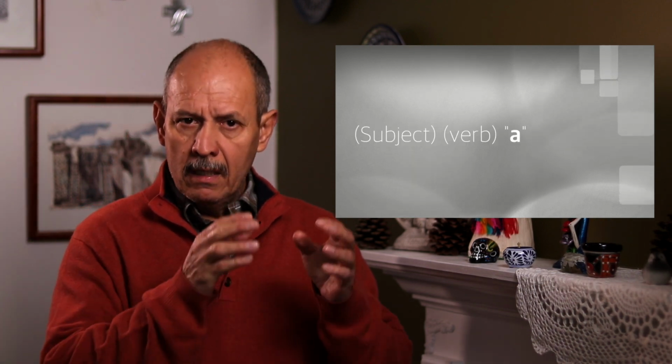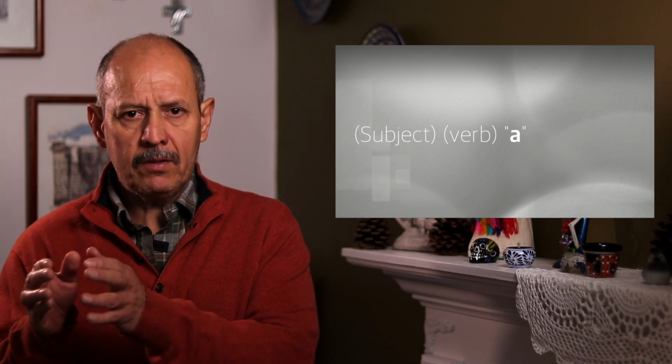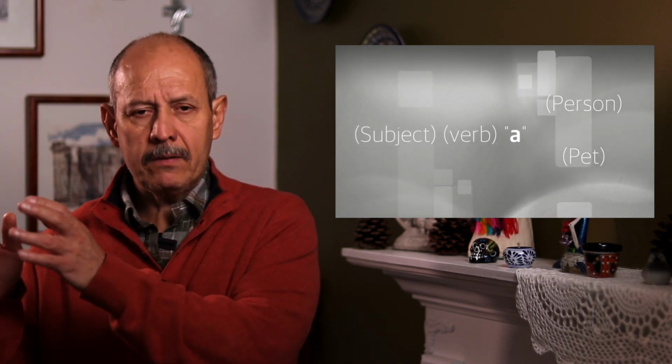So you will have subject, verb, a personal, and then the name of the person or the pet that you have. For instance, if I say, yo miro, remember that we try to avoid using yo in the sentence because it's redundant, you don't need that. Miro a, once I put the a, I have to bring a person or a pet. Yo miro a mi esposa. Yo miro a mi hijo. Yo miro a Maya. Maya is my dog. So even if it's a dog, it requires the personal a.